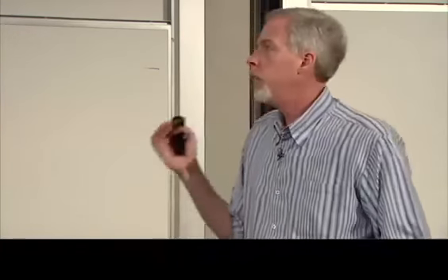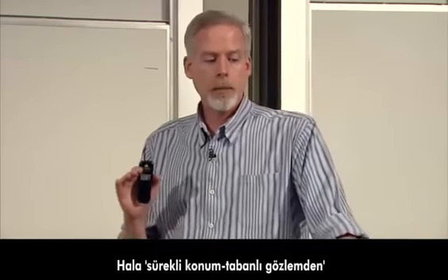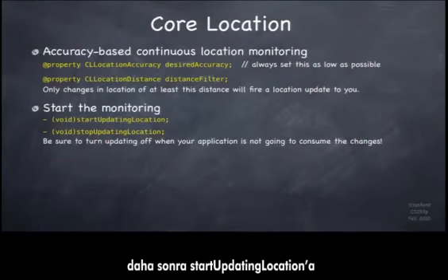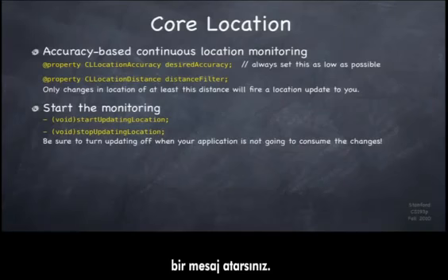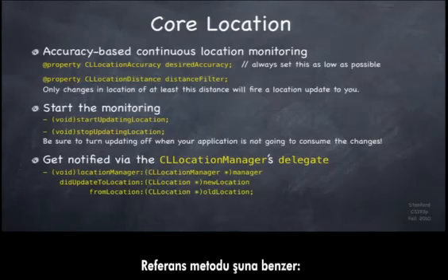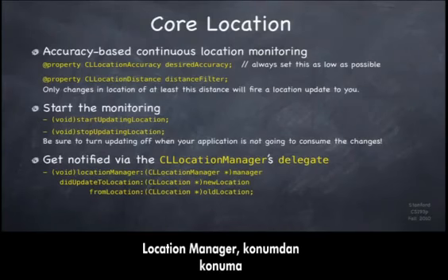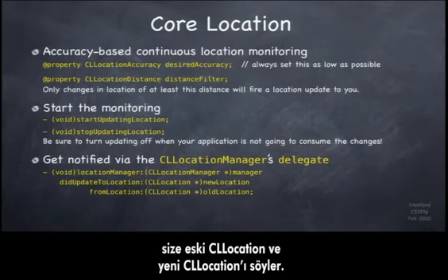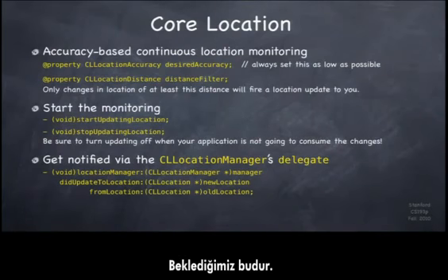All right, so again, we're still talking about continuous location-based monitoring. So you set the accuracy and the distance filter, then you send it this message, start updating location, and it'll start sending messages to your delegate. Okay? And the delegate method looks like this: locationManager:didUpdateToLocation:fromLocation:. So it'll tell you your old CLLocation and the new CLLocation. Totally what you would expect there.